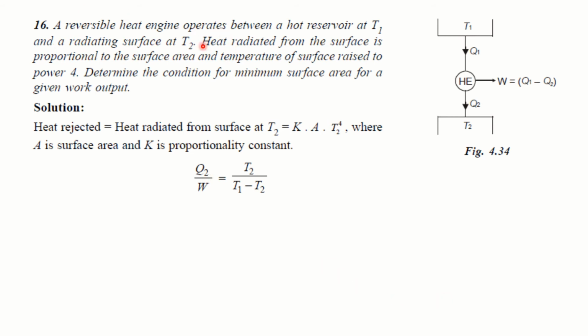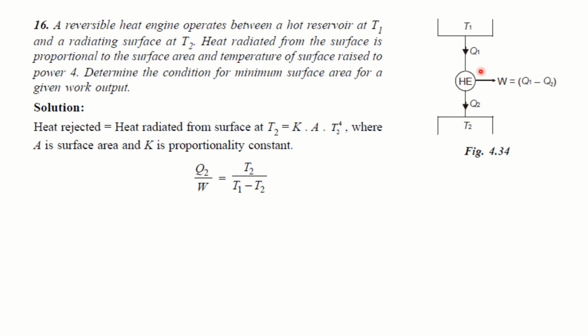So a reversible heat engine operates between a hot reservoir at T1 and a radiating surface at T2. Heat radiated from the surface is proportional to the surface area and temperature of surface raised to power 4. Determine the condition for minimum surface area for a given work output.